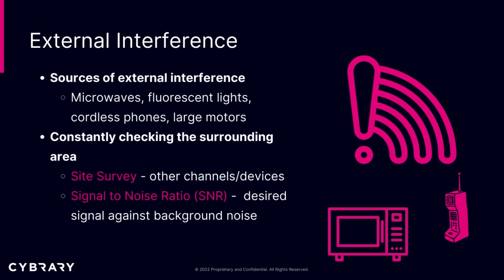To do that, you want to perform what's called a site survey. A site survey is peering into the radio spectrum to see which channels are crowded and which channels are not crowded. A lot of wireless devices now have built-in utilities that you can do a site survey with. What you're looking for is something called a signal-to-noise ratio, or SNR. Basically, the signal-to-noise ratio is the desired signal against the background noise.